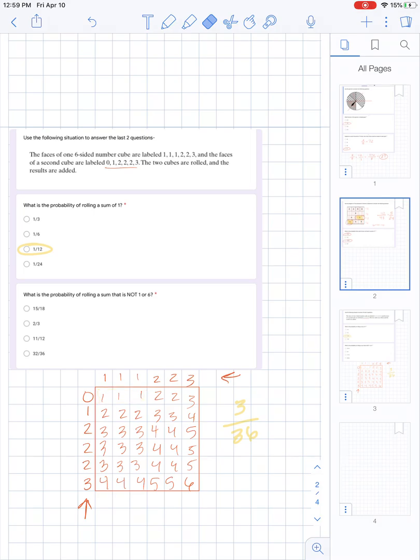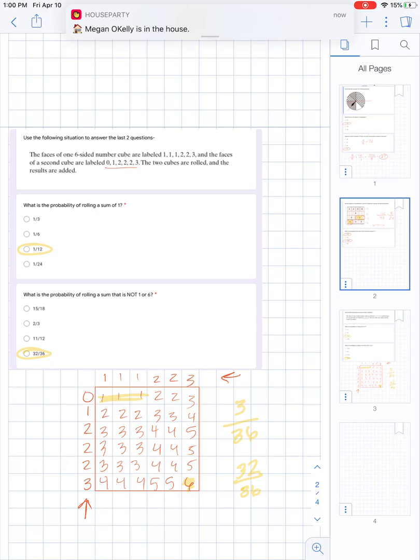What is the probability of rolling a sum that is not 1 or 6? So in this case now, we don't want to get a 1, and we don't want to get a 6. So if there are 36 total possibilities, and there are 4 that we're trying not to get, what are the other options? We do 36 and we subtract 4. We get 32/36. And can we simplify that? No, I think we're just going to call that 32/36.